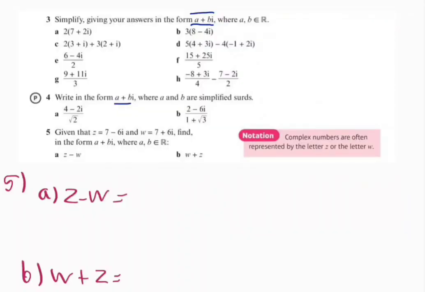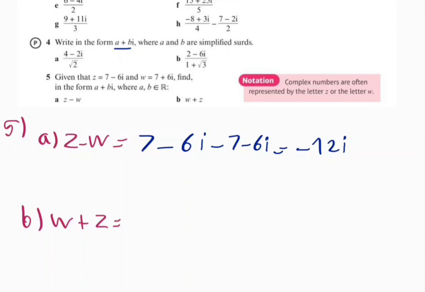5. Given that z is equal to 7 minus 6i and w is 7 plus 6i, find in the form a plus bi, where a and b are real numbers. So in a, we should work out z minus w. It's very simple, because z is 7 minus 6i and w is 7 plus 6i, but this is minus w, so we negate that and we get minus 7 minus 6i. Then let's calculate this. So 7 minus 7 is 0, minus 6i minus 6i is minus 12i.